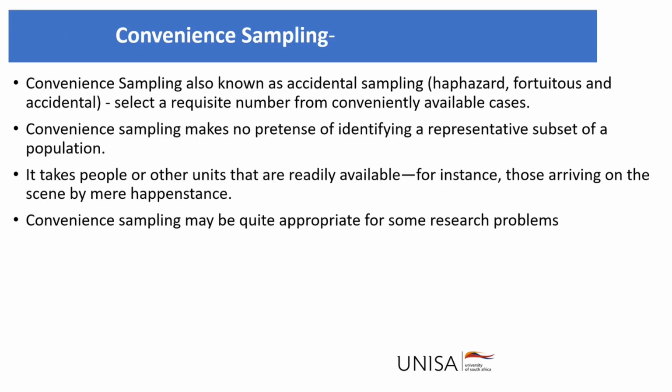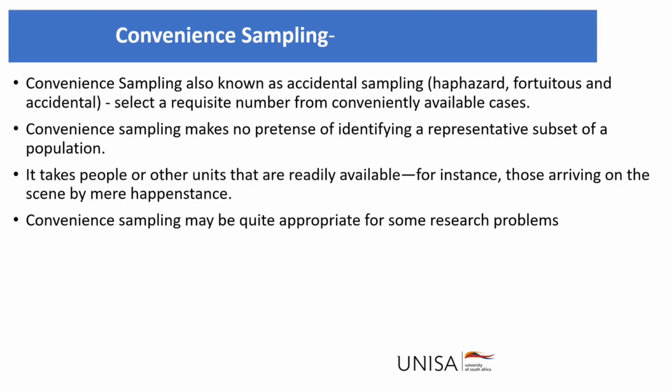Convenience sampling, for example, also known as accidental sampling. It's very haphazard, fortuitous, and accidental. Here, you select a requisite number from conveniently available cases. So there are enough cases that you've got, and you decide, oh, I'm just going to select 10 of these cases that are before me. So convenience sampling makes no pretense of identifying a representative subset of a population.